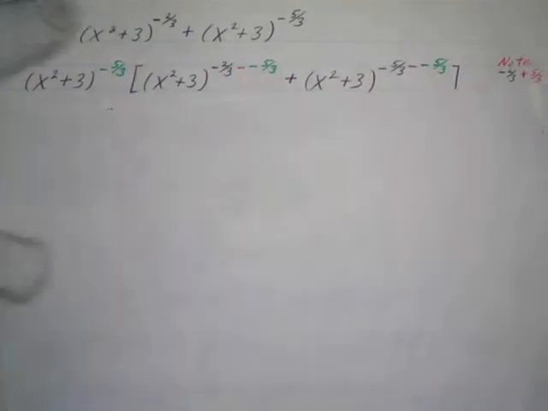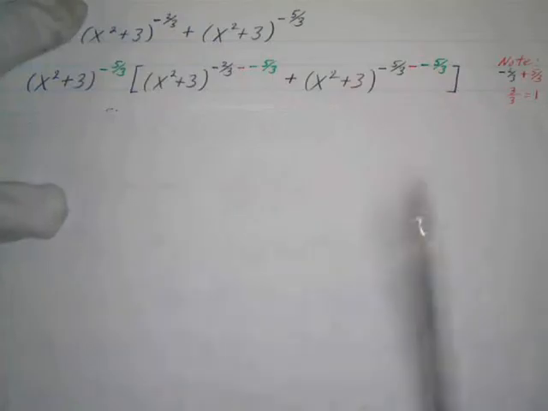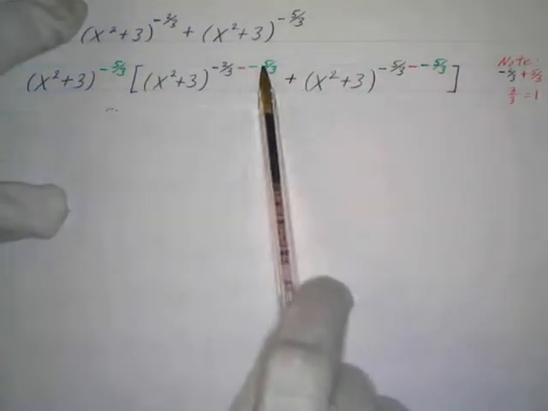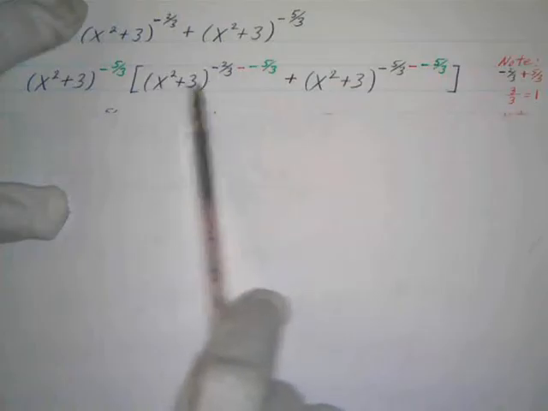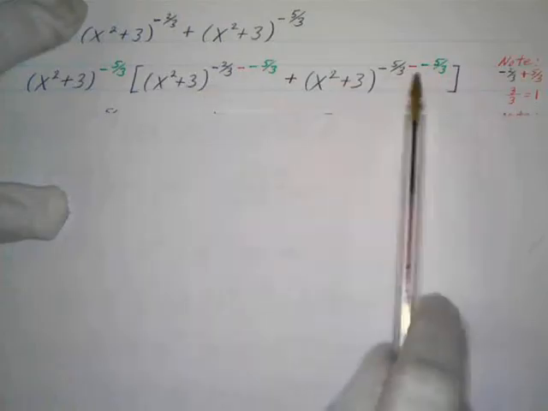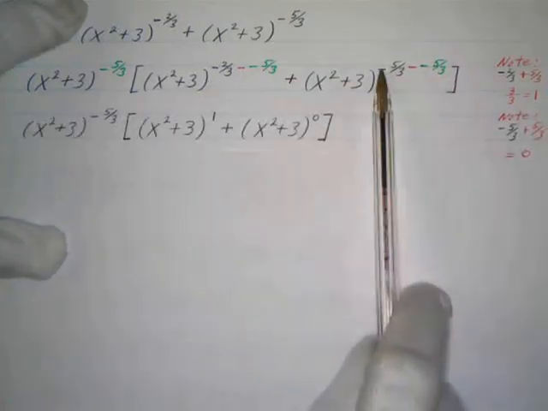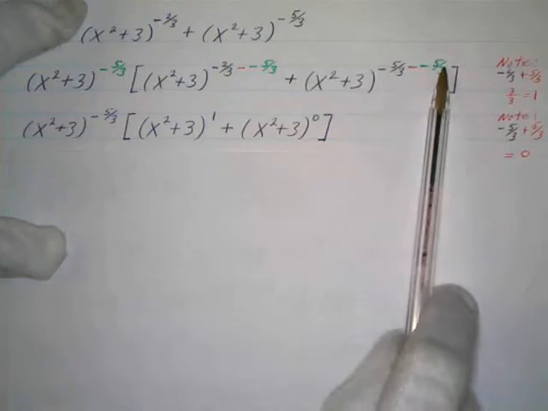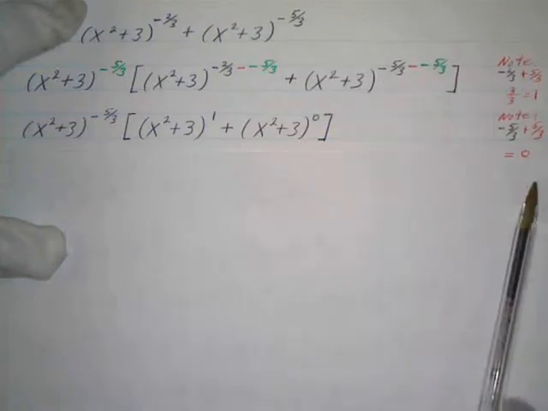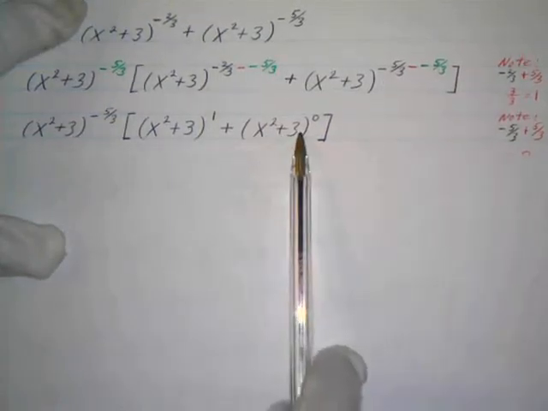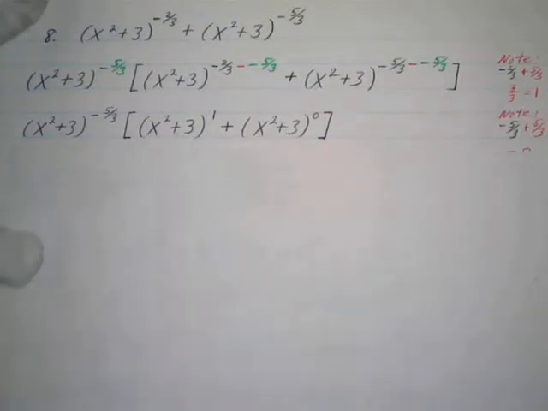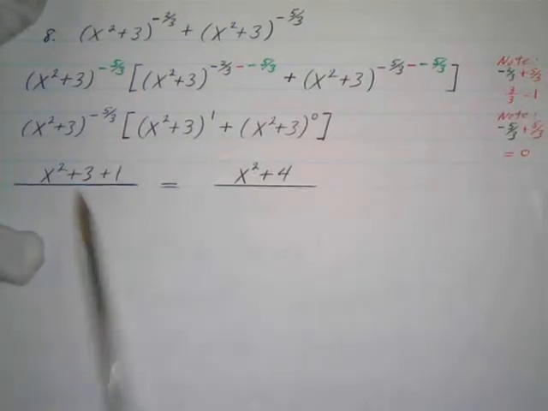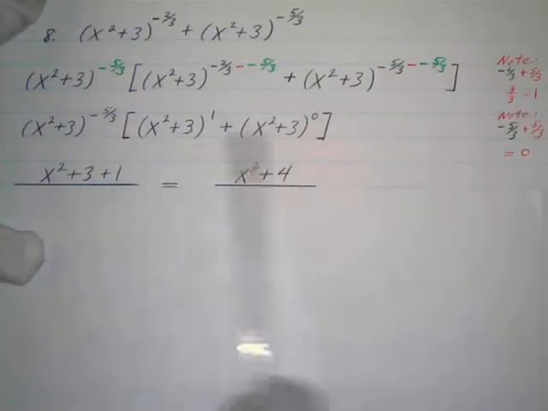Okay. And again, I notated over here, this is going to be plus 5/3. So 5/3 minus 2/3 is 3/3, which is 1. So this is just going to be x squared plus 3 to the first power. And then again, negative 5/3 plus 5/3 is 0. So this is just going to end up being x squared plus 3 to the 0. Anything to the 0 power is just 1. So this is x squared plus 3 plus 1.